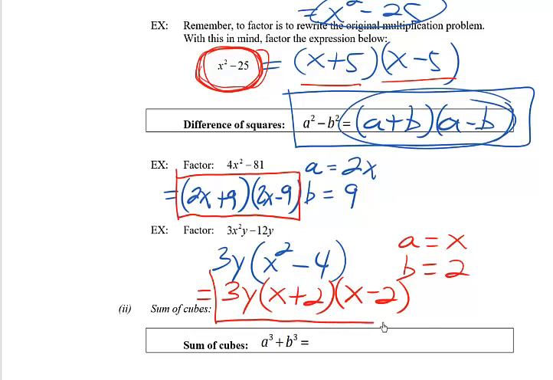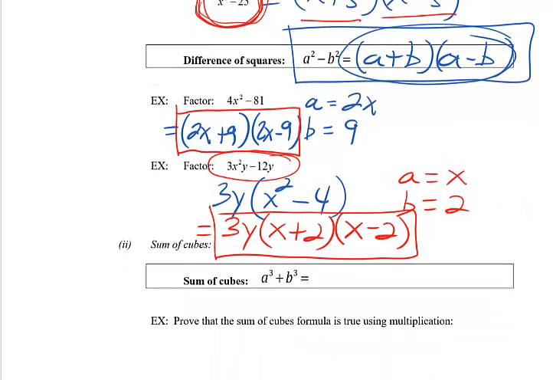Your final answer needs to be all the pieces you would multiply together in order to end up with the original polynomial. If you were to FOIL these 2 pieces out and then distribute the 3y, you would in fact end up with this polynomial.